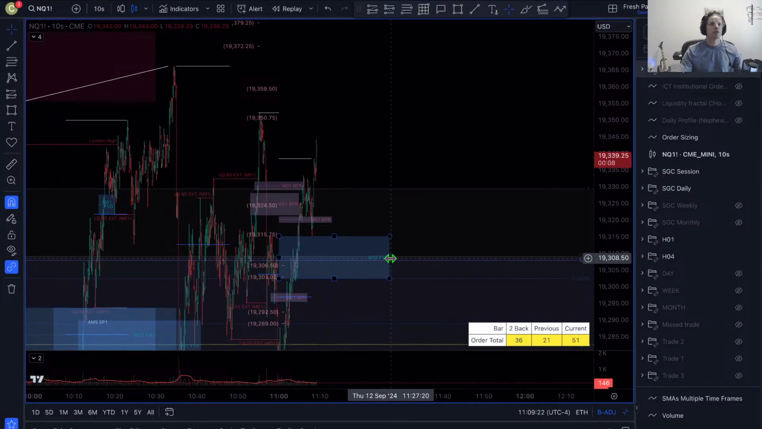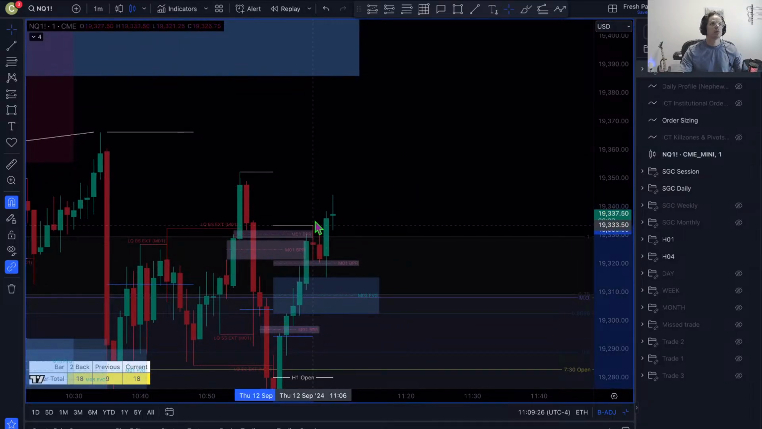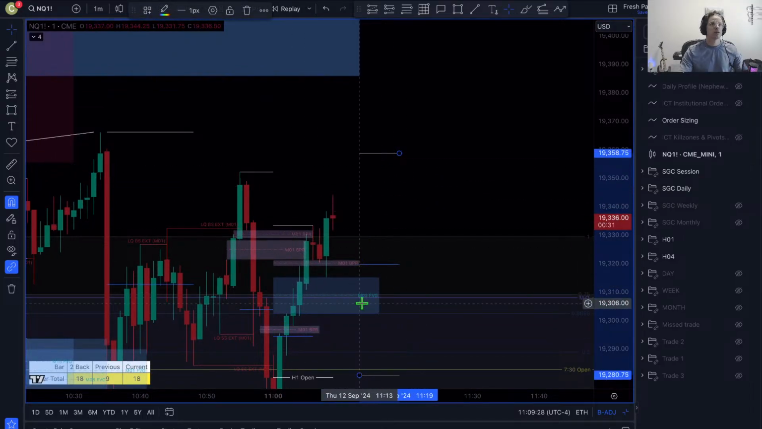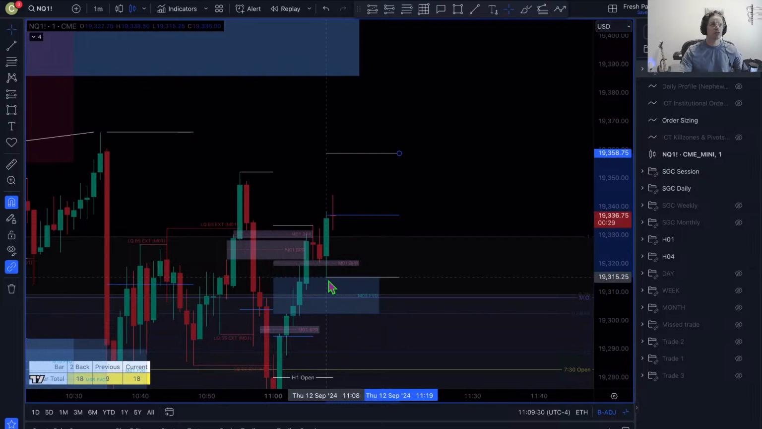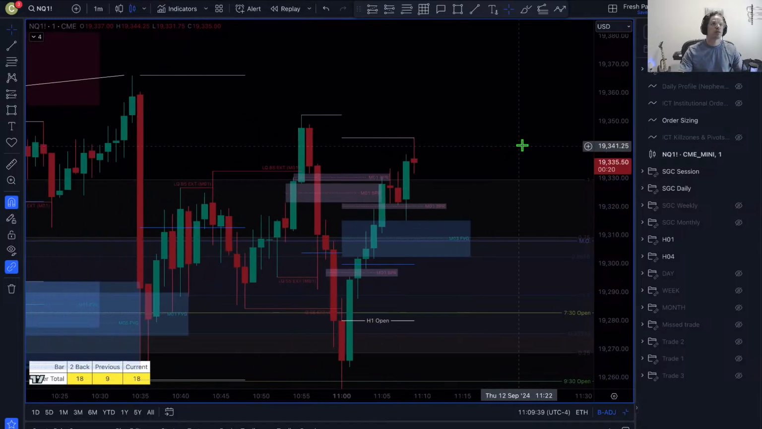Our M1 impulse is now moving up. So I'd have this as the continuation impulse if we get a good closure up here. Although it didn't create any fair value gap, so maybe not.